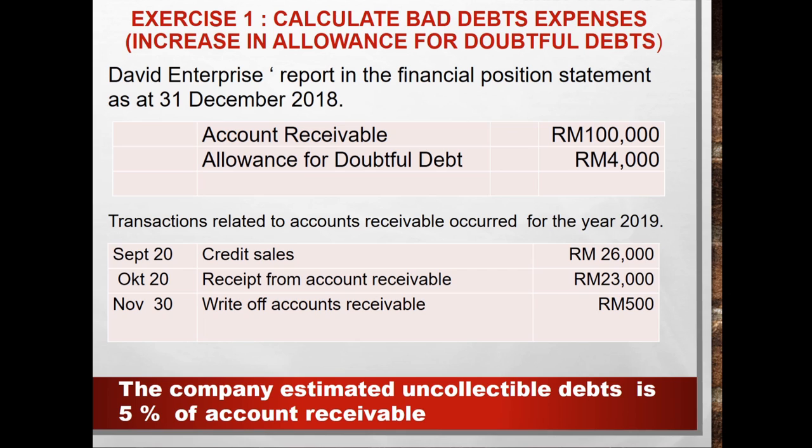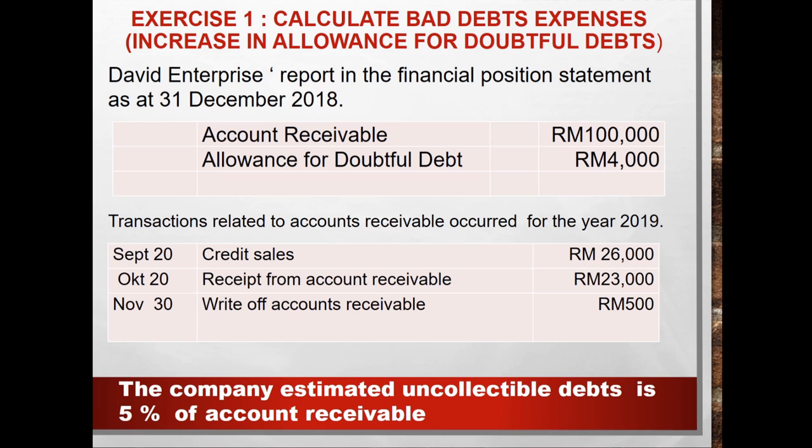There are transactions that relate to accounts receivable that occurred in the year 2019. On 20 September, credit sales. That means debit accounts receivable and credit sales with the amount 26,000. On 20 October, received from customer, so debit cash, credit accounts receivable. And on 30th of November, write off accounts receivable.